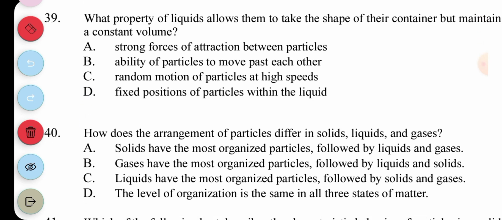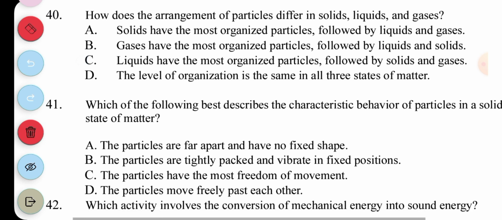Question 40. How does the arrangement of particles differ in solids, liquids, and gases? A. Solids have the most organized particles, followed by liquids and gases. B. Gases have the most organized particles, followed by liquids and solids. C. Liquids have the most organized particles, followed by solids and gases. D. The level of organization is the same in all three states of matter. And the answer to question 40 is A. Solid particles have the most organized particles, followed by liquids and gases.